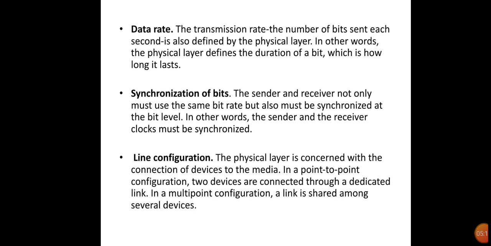Data rate. The transmission data rate, that is the number of bits sent each second, is also defined by the physical layer. In other words, the physical layer defines the duration of a bit, which is how long it lasts. The fourth one is synchronization of bits. The sender and receiver not only must use the same bit rate but also must be synchronized at the bit level. In other words, the sender and the receiver clocks must be synchronized.